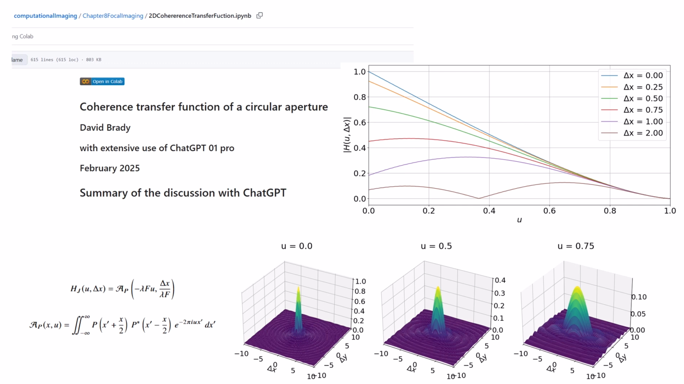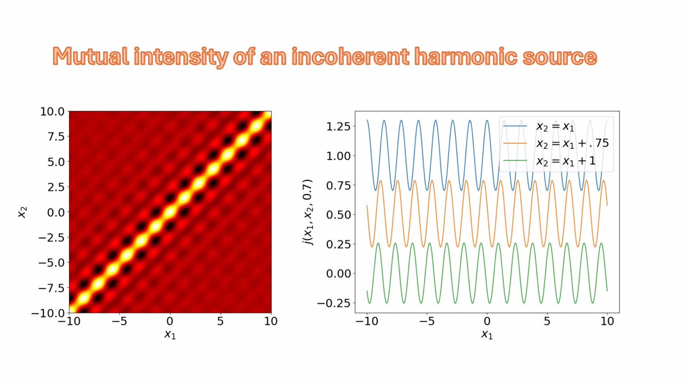And so it turns out to be the ambiguity function of the pupil, and we looked at its properties back in episode 51. We can also look at what the distribution of the mutual intensity looks like when we get into the focal volume. And here's an image for a sinusoidal remote f of x. So f of x in this case is 1 plus cosine of 2 pi ux.